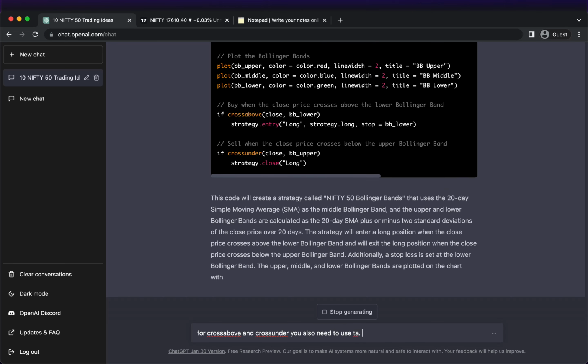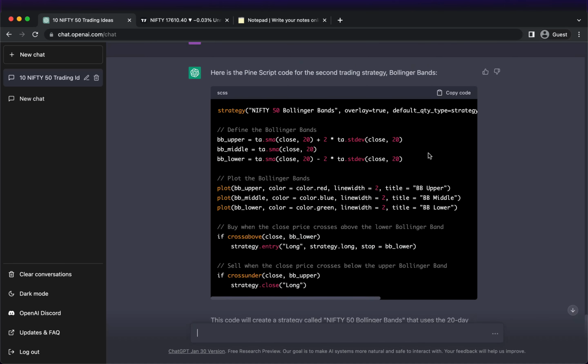Okay, now we have a strategy in PineScript. Let's just copy it and let's go back to our TradingView.